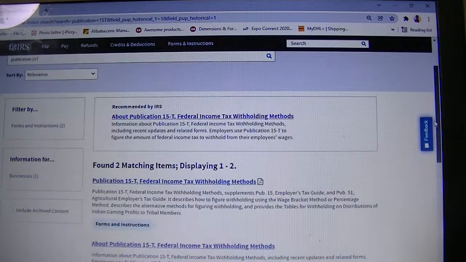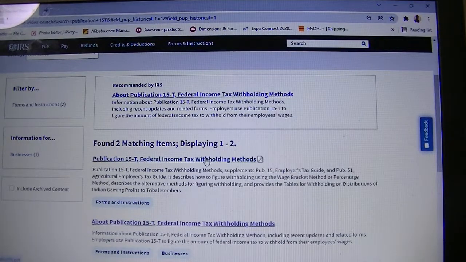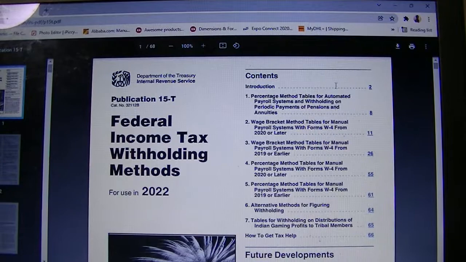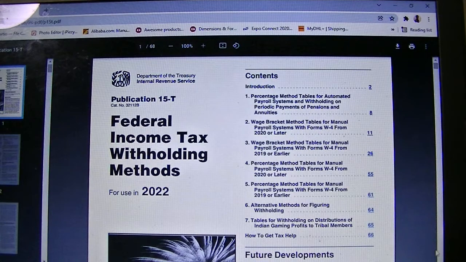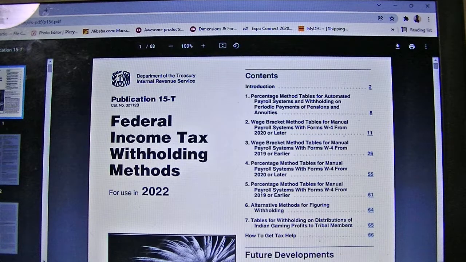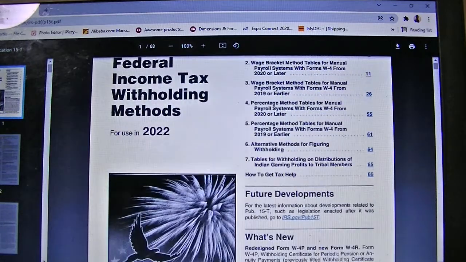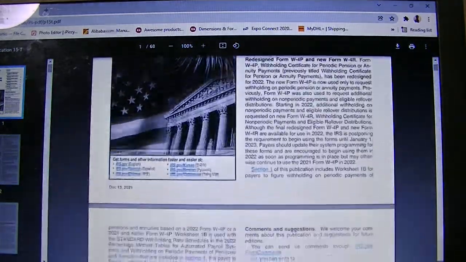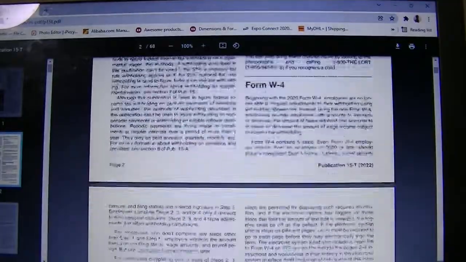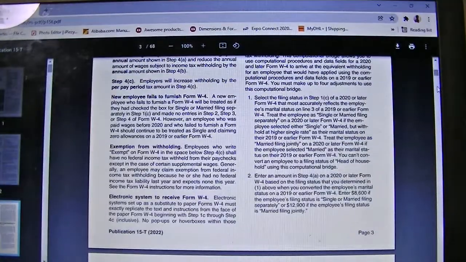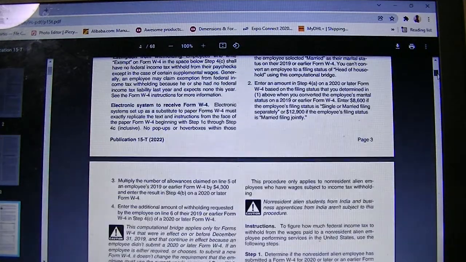So we will have the link under free downloads on our website as well, but that's how you will search it. So you'll go to publication 15T, but pretty much what it gives you is an idea on how you will withhold income tax for federal. Let me see if you can find it quickly.